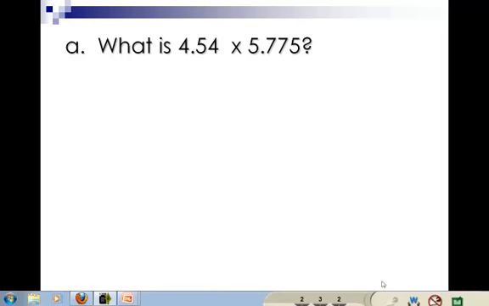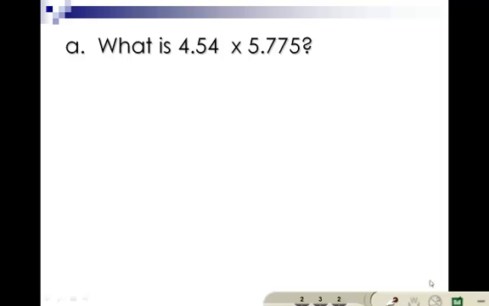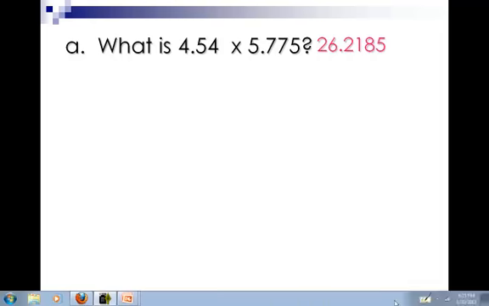So let's look at this. What is 4.54 times 5.775? When you put it in your calculator, this number comes up, 26.2185. Well, that's not my real answer. I need to round it down. How many sig figs are in this number? Well, there are 3. How many sig figs are in this number? There are 4.